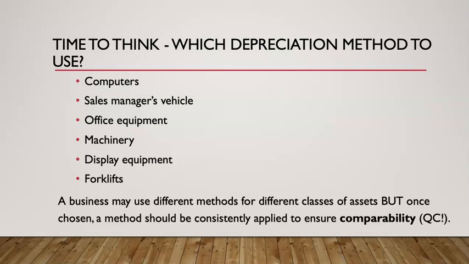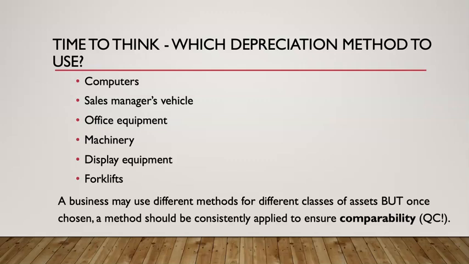So now's the time to think, your last part of this video. Which depreciation methods do you use for these 6 items? Importantly, as you are thinking this, just remember business may use different methods for different classes. Businesses can use straight line for some, reducing balance for other assets, but we should apply it consistently to ensure comparability. We can't change the way we depreciate a certain asset halfway through because it's going to help our reports. That's not going to faithfully represent.